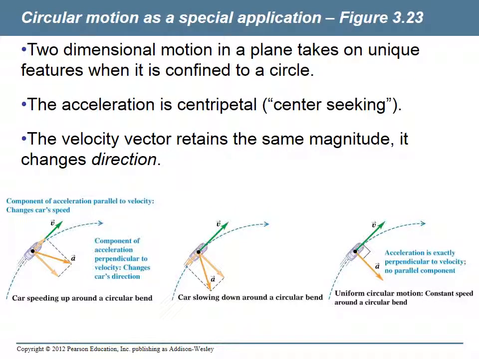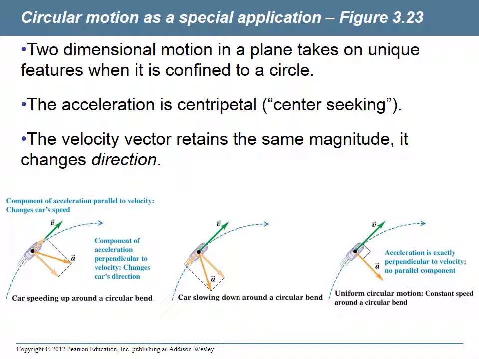So the acceleration is always towards the center, or we say that it is center seeking if we have uniform circular motion, or we call this centripetal acceleration, meaning the center seeking. So the perpendicular acceleration towards the center is centripetal acceleration. This means the velocity vector will not change in magnitude, it will only change in direction if the acceleration is centripetal.